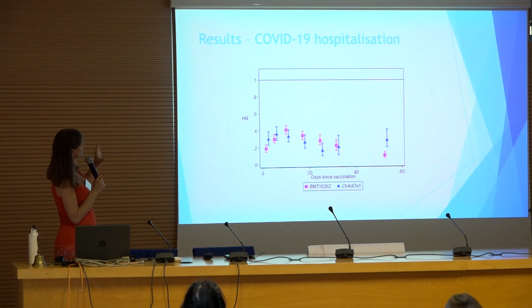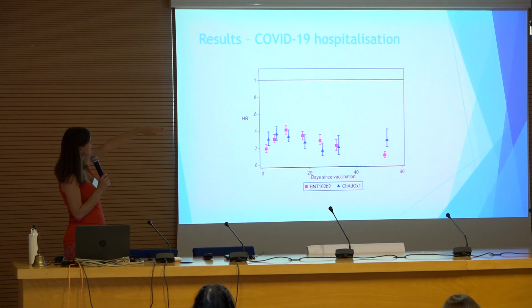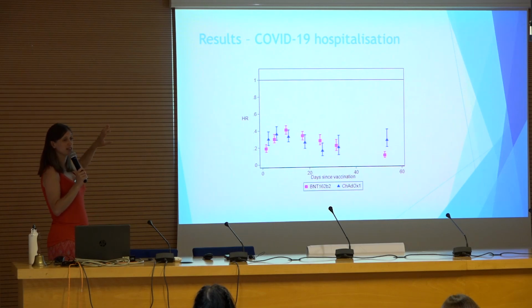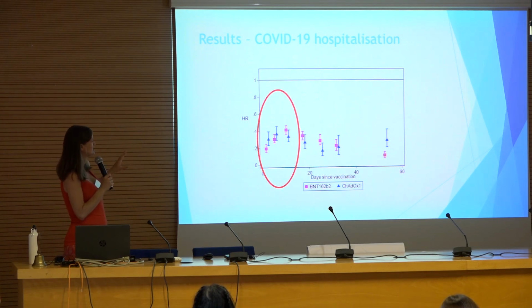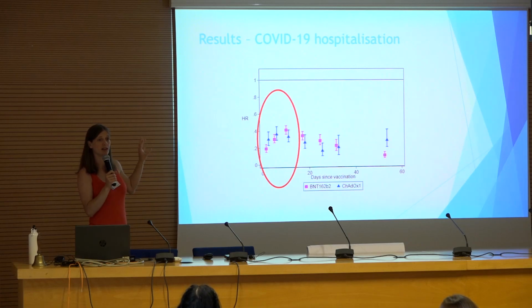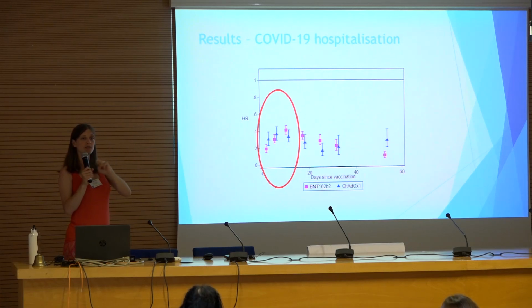Okay, so for hospitalisation, this is what we got. So 1, the flat line at 1, represents no effect. Anything below that represents the vaccine being effective in preventing hospitalisations. Now, I want to draw your attention to this part. So this is the first 2 weeks after vaccination. And this relates to the question I got asked earlier. Do we believe this?